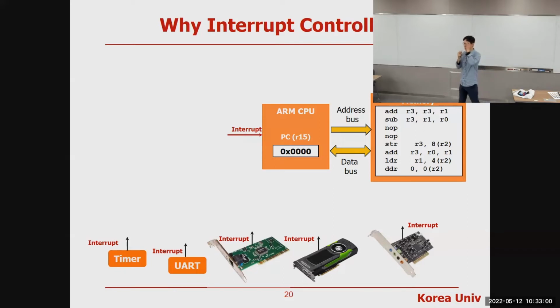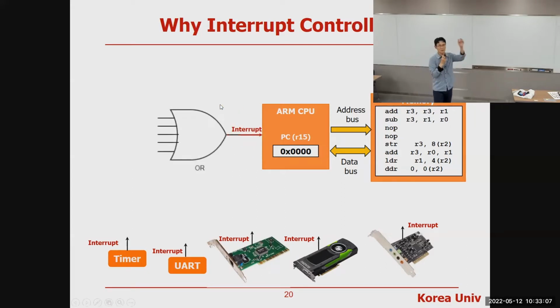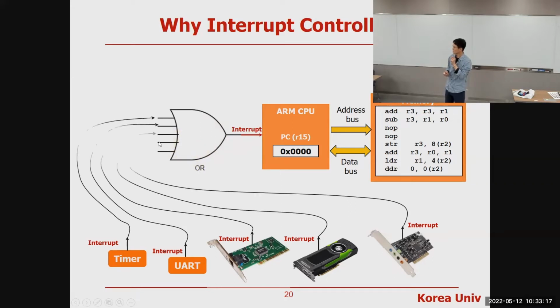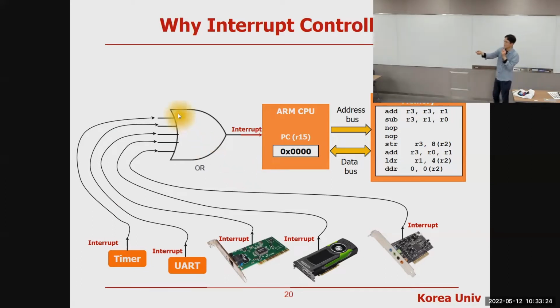Digital logic. What hardware component would you use? Probably the obvious way to connect these to the CPU is using an OR gate. Very simple to connect like this. How about that? The OR gate, right? So what is the OR gate? If any of the inputs is one, the output is one. Right? That is the OR gate. So OR gate.